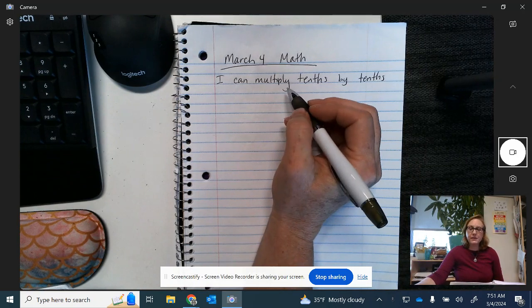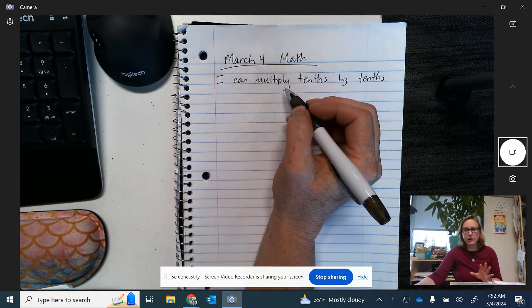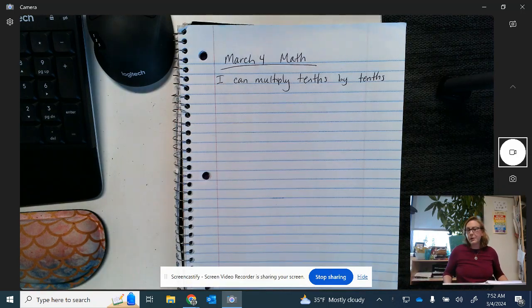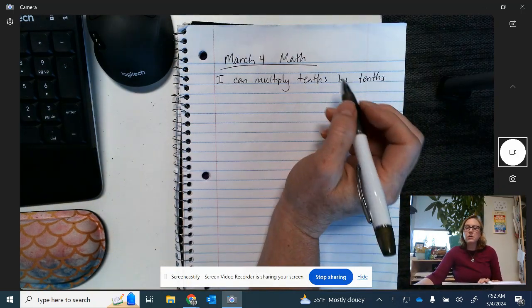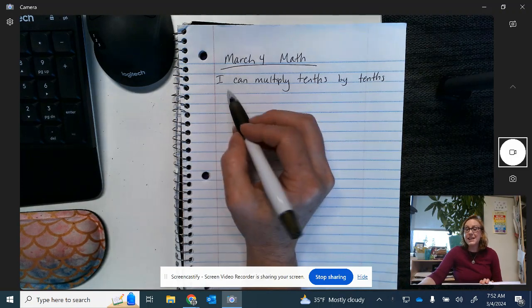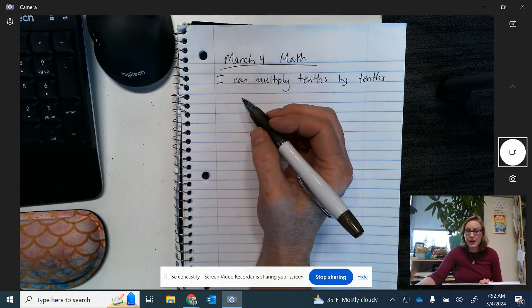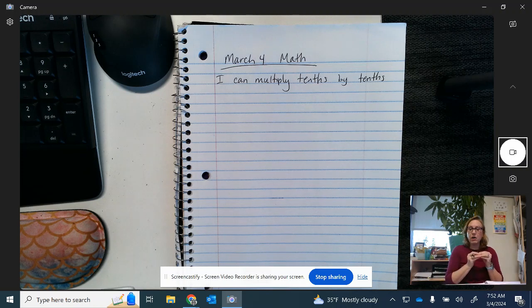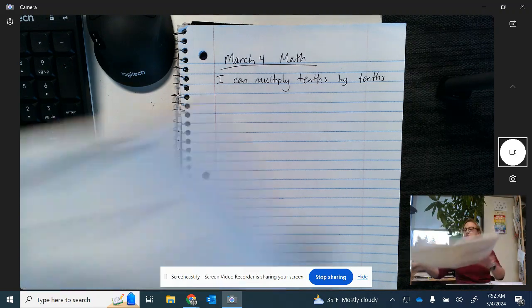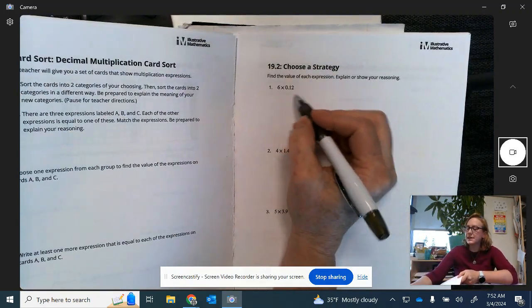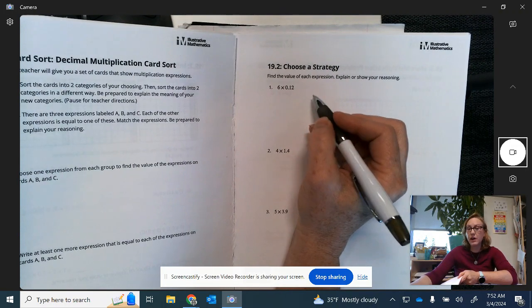Okay, for math today, I've also not done a math one like this in a very long time. So bear with me. Today we're doing something a little bit different, and I'm hoping that we can apply all that we've learned about multiplying numbers. Last week, what we were working on is like 6 times 12 hundredths.